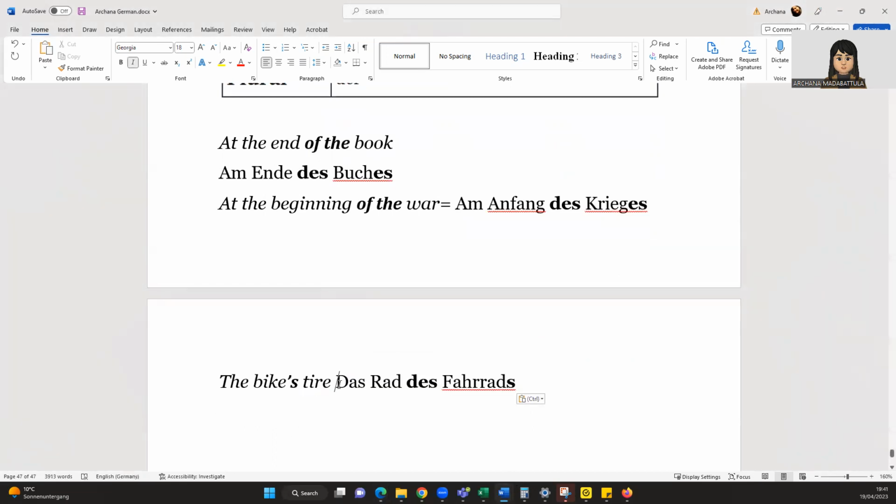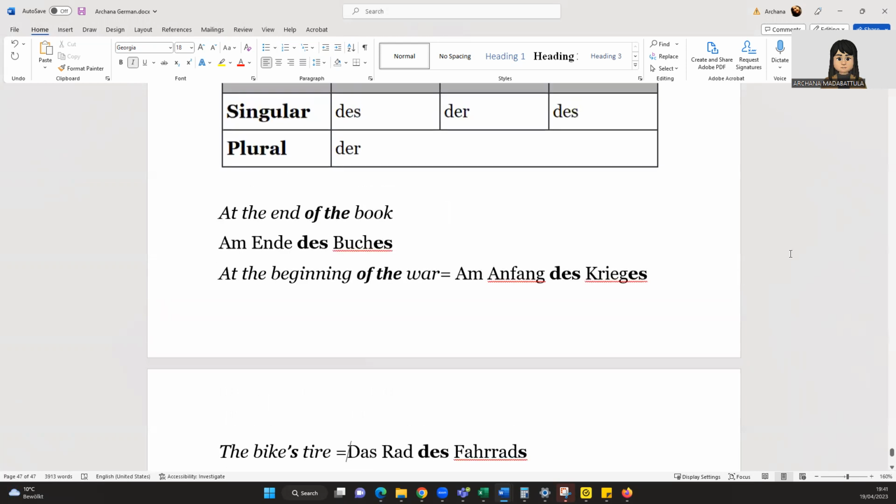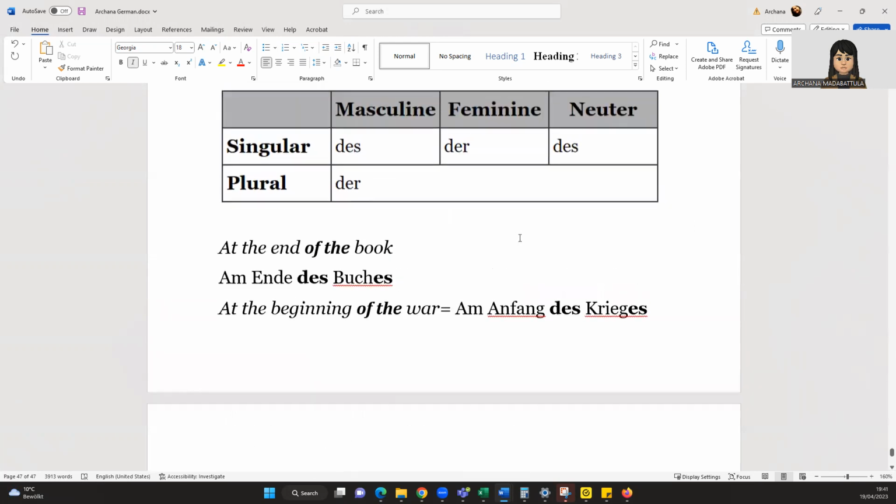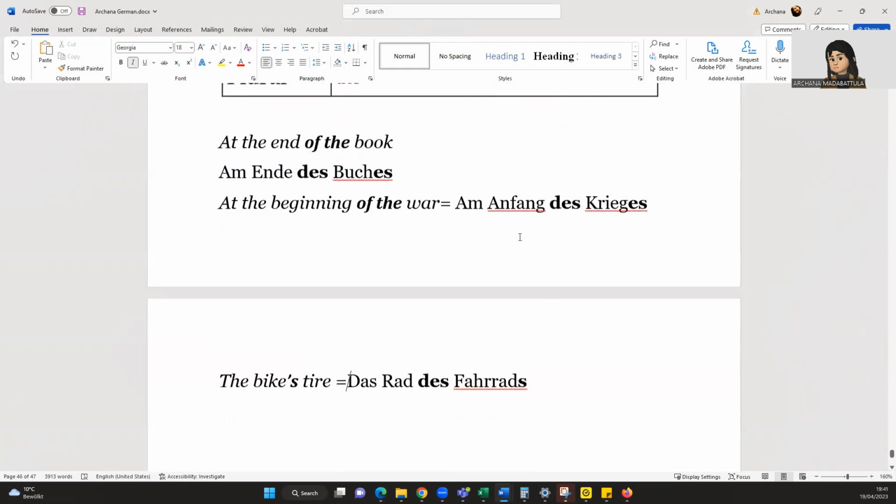Again, it becomes des Fahrrad. Again, I'll repeat. We are talking about the bike's tire, the tire within the bike. So now we have to apply the genitive case. We understood the genitive. Now, the tire is actually a neutral one. If it is neutral, in the genitive case it becomes des. For feminine, it becomes der. As well as for masculine, it becomes des. And for plural, it becomes der.